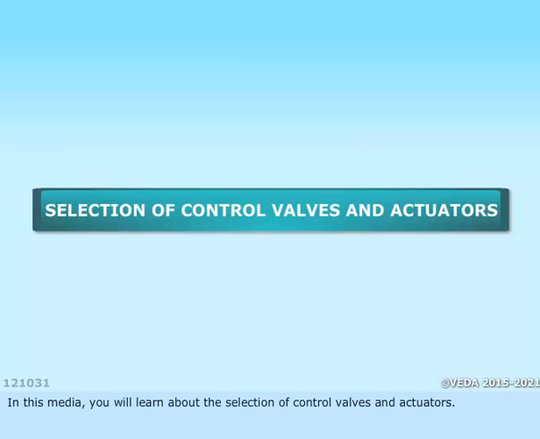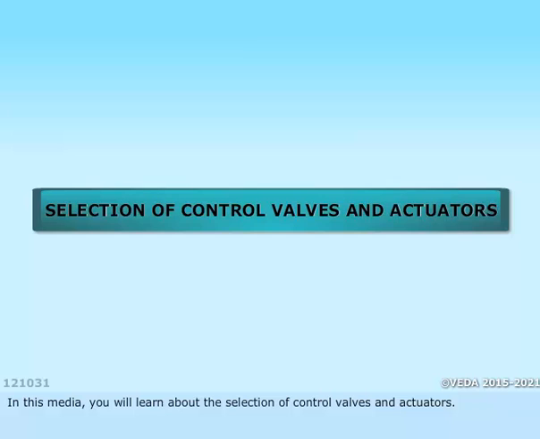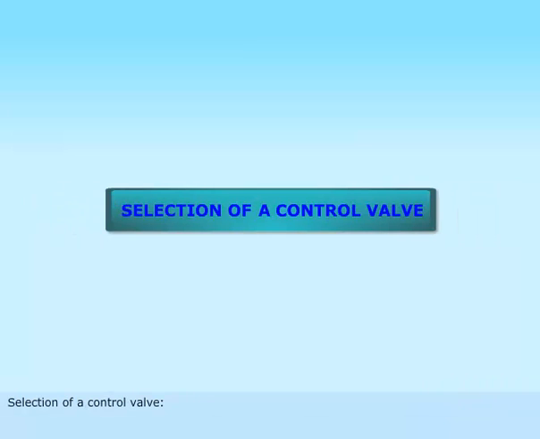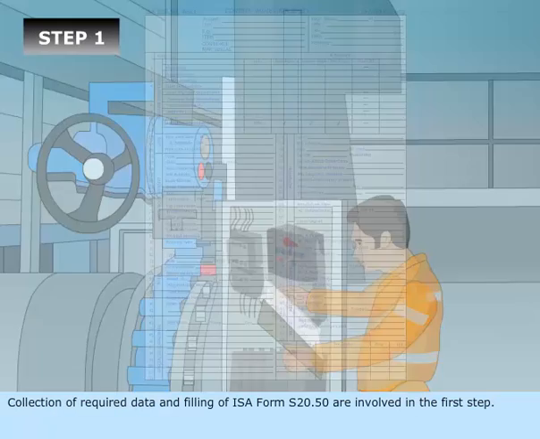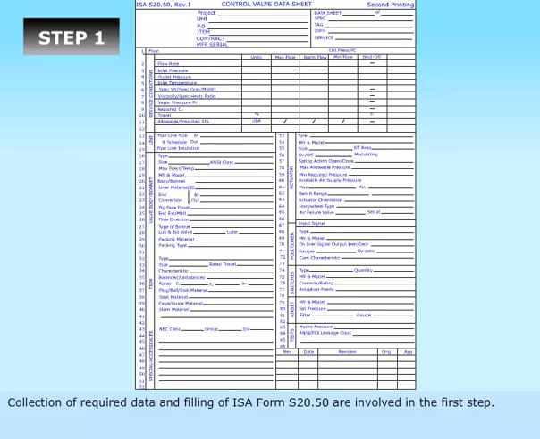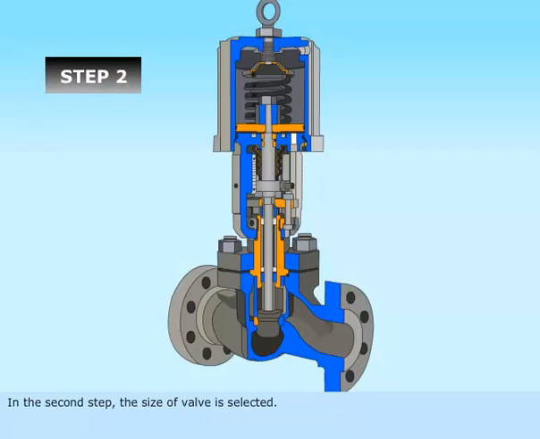In this media, you will learn about the selection of control valves and actuators. Selection of a control valve. Collection of required data and filling of ISA Form S-2050 are involved in the first step. In the second step, the size of valve is selected.